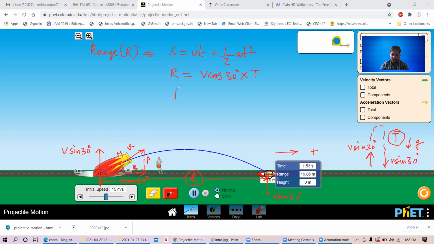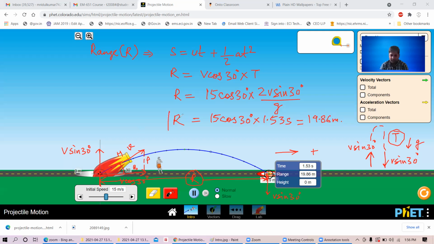From this, we can find out range equals v cos 30, that is 15 cos 30, times the time of flight. So the time of flight comes out to be, if we use the formula, 2 u sine 30, that is 2 v sine 30 by g. Or if we use the direct value that we found earlier, then we can find it as 15 cos 30 into 1.53 seconds. So if you calculate it using a calculator or your basic calculations, it comes out to be around 19.86 meters.